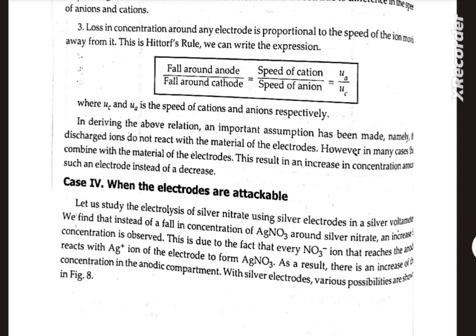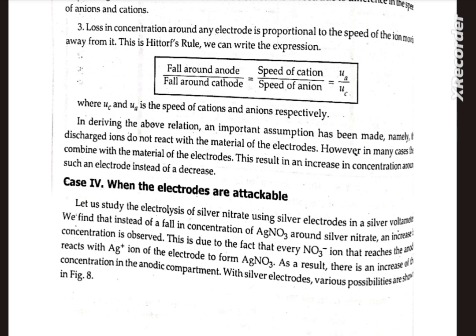In deriving the above relation, an important assumption has been made, namely that the discharged ions do not react with the material of the electrode. However, in many cases they combine with the material of the electrodes. This results in an increase in concentration around such an electrode instead of a decrease. Case 4. When electrodes are attackable.